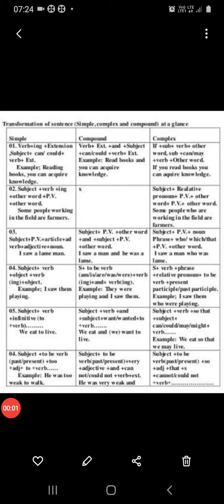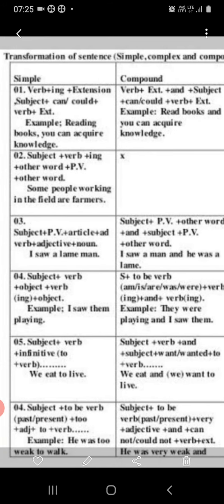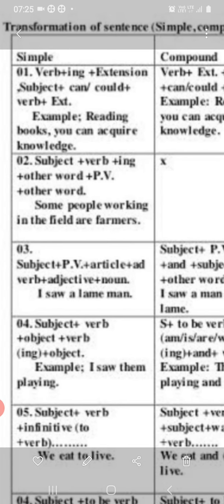In this video, you can see some examples of simple, compound, and complex sentences, and how they can be changed from one form to another without changing the meaning. Some methods are given here. In a simple sentence, if verb plus ing or a non-finite verb is given, verb plus ing plus extension, subject plus can, could plus verb extension. Look at the example, you can understand.